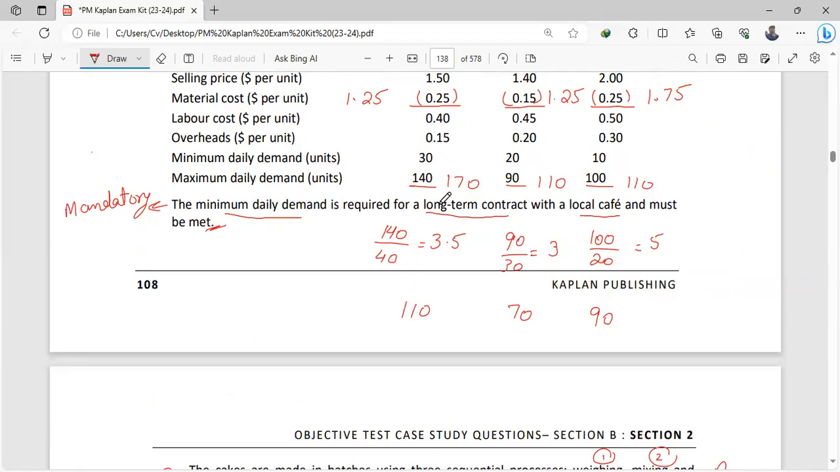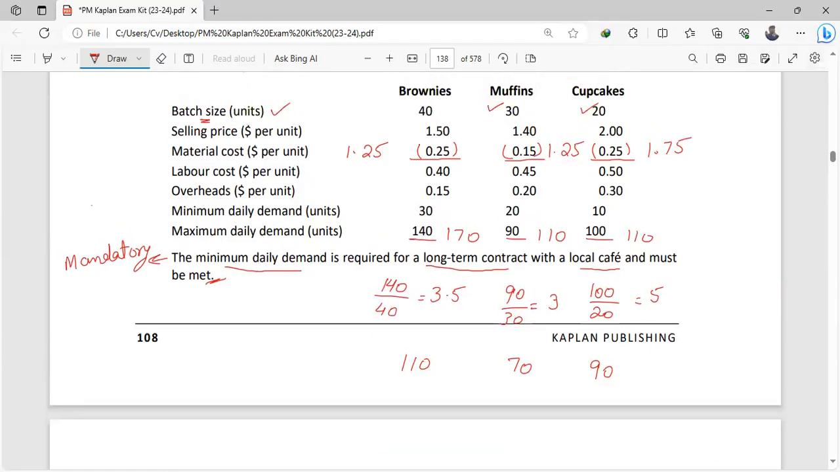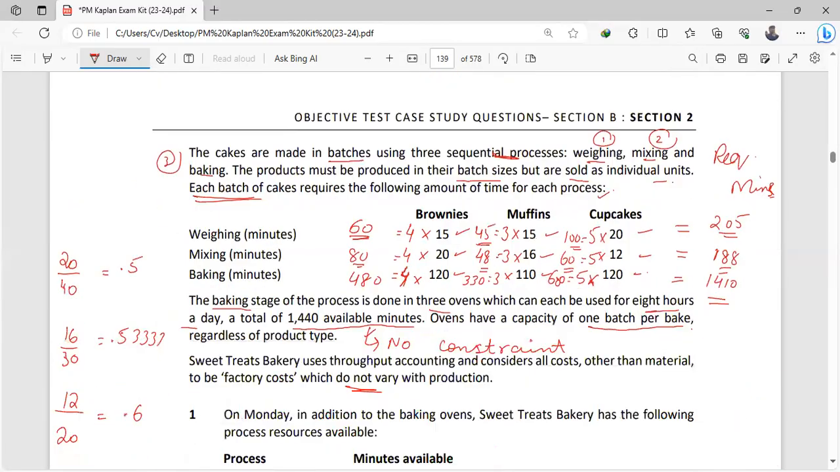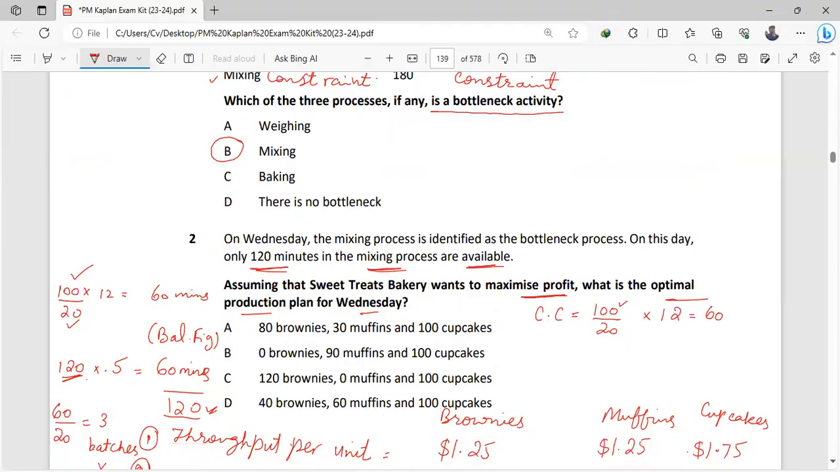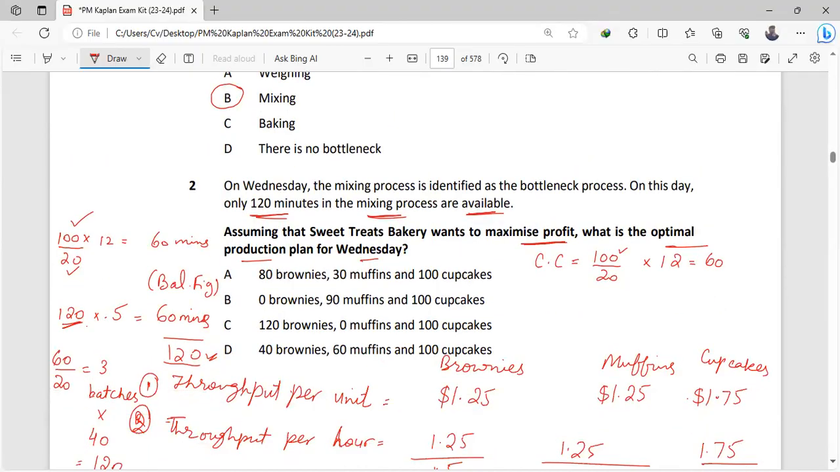Here you can read long-term contract, minimum daily demand. This is what you are required to do. And batch size is 30. Now I told you that we cannot produce batches in decimals. So if batch size is 30, although your minimum demand is 20, still you will produce at least one batch of muffin to fulfill your minimum demand. One batch consumes 30 units.